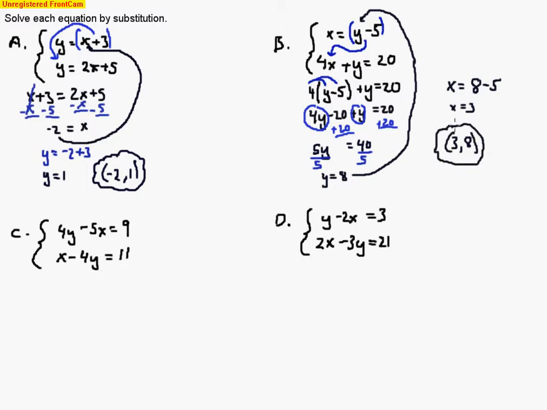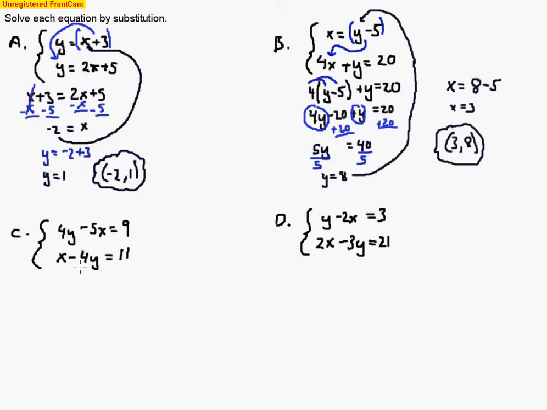Well, here's another example. This time, in order to use this method of substitution, I need to do an opposite operation to isolate the variable. So looking at these two equations, I need to solve for either x or y in one of the equations. This one would require a couple of steps. This one only requires one step. So I can isolate the x easiest. So that's what I'm going to end up doing.